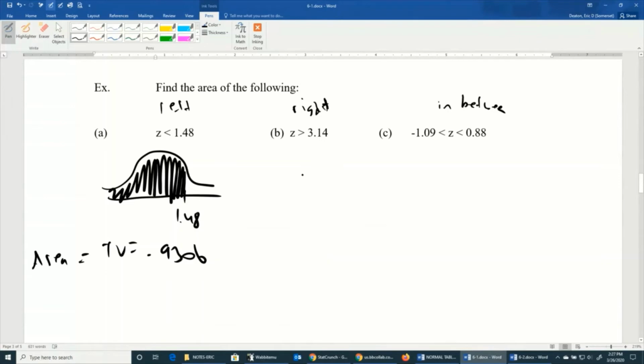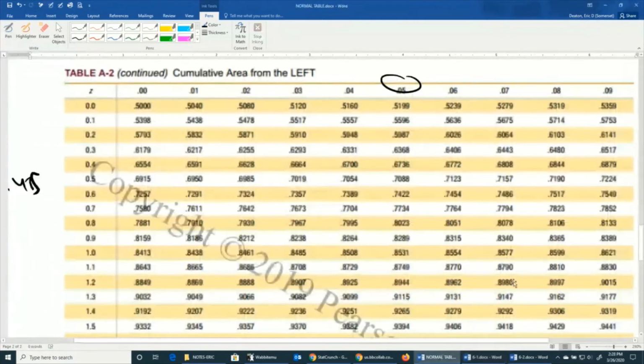Now let's do this one to the right. Let's draw a picture. 3.14 is going to be way over here. I'll put a z there. Z equals. Notice that's to the right because it's greater than. So it's going to be that little bit of area there. So what I'm going to do is look up the table value at 3.14.